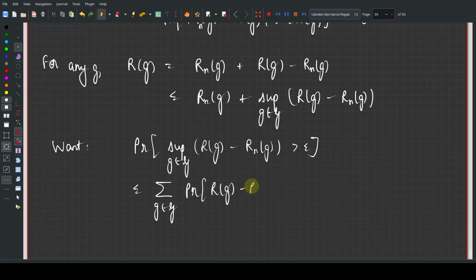R of g minus Rn of g is greater than epsilon. This is a quantity that we know very well how to handle. So this is less than or equal to the size of G times e to the minus n times some constant times epsilon squared.